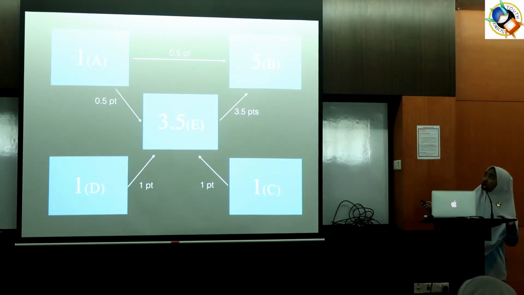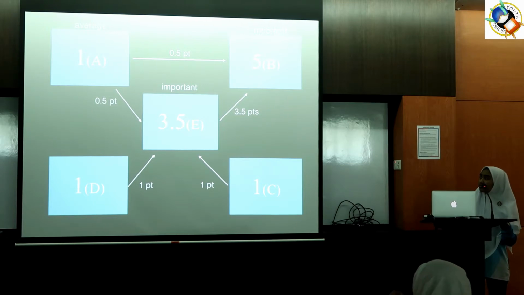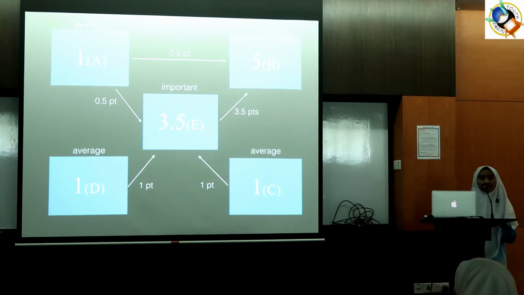So as you can see here, page B has the highest point of 5, so it is deemed to be the most important. It is very important. While the second most important is 3.5, so it is still important, whereas pages A, D, and C are quite average, I would say, because they only have 1 point, all three have 1 point.